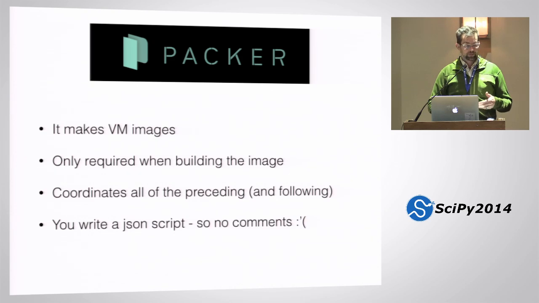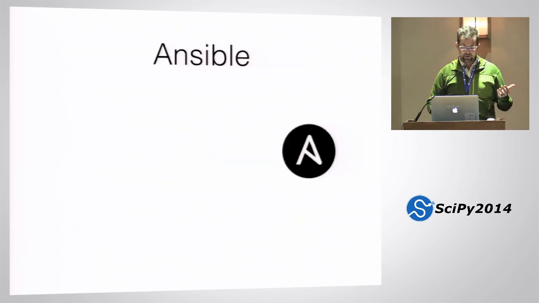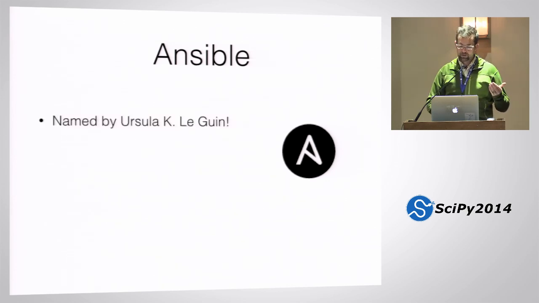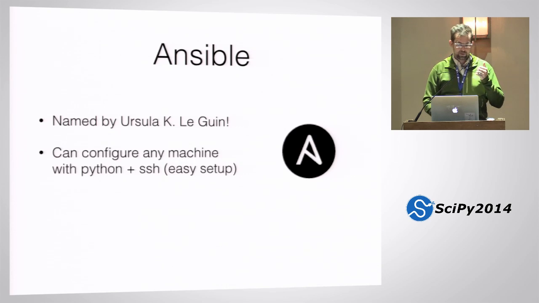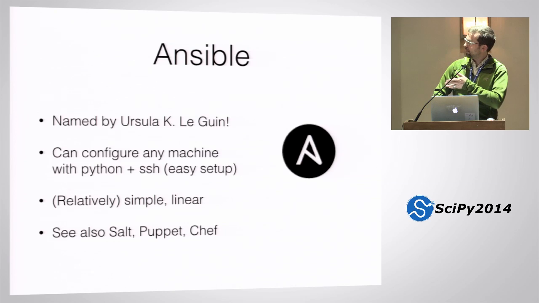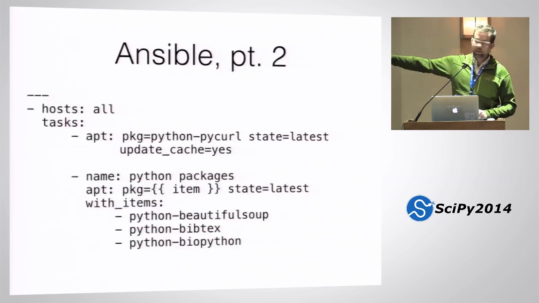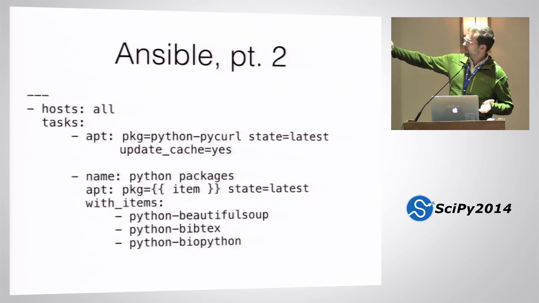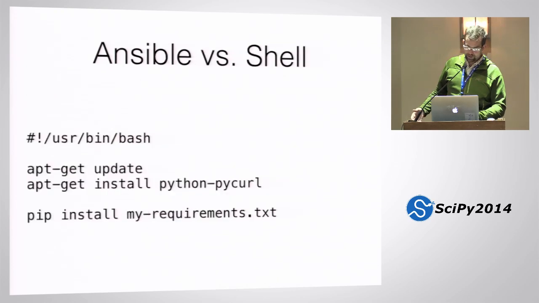I'm just going to very quickly go through some technology we've tried, but we decided not to use. So there's these fancy configuration things like Ansible. Ansible's awesome because it's named by Ursula K. Le Guin. You can configure any machine that just has Python and SSH. It's really easy to set up, easy for me. It's relatively simple, right? There are other tools you could use, but I'll just go into Ansible really quick. Here's what Ansible looks like. It's not that hard to understand. Here's what the same shell script looks like that does the same stuff.